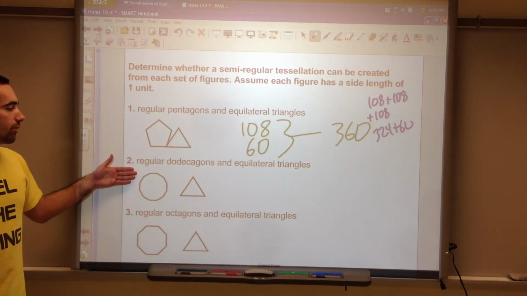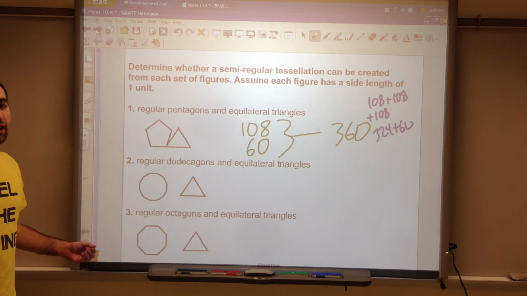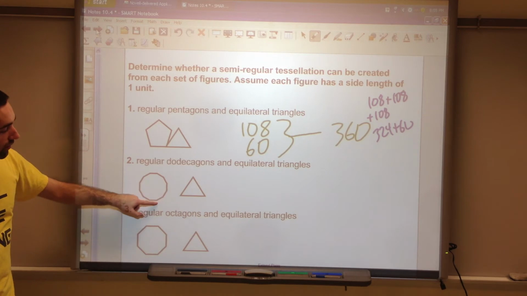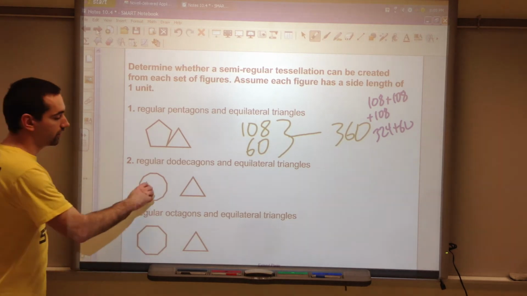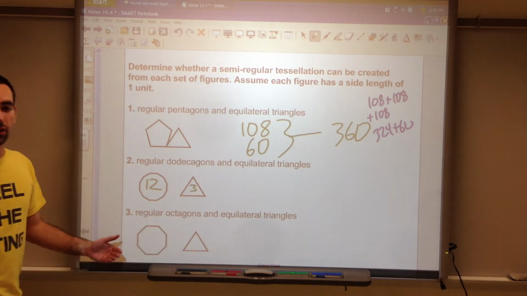Next one. A regular dodecagon. Now remember, a dodecagon has how many sides? 1, 2, 3, 4. We can keep counting. 12 sides. This has 3 sides. So let's do the math.